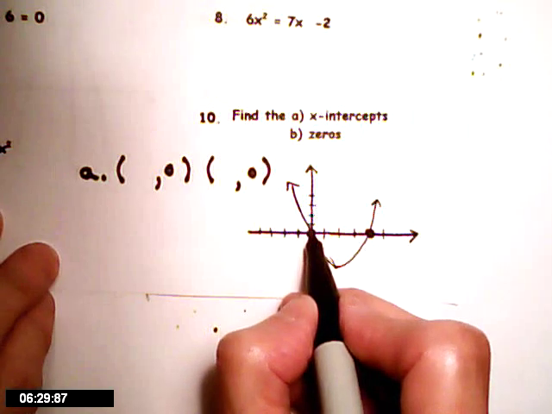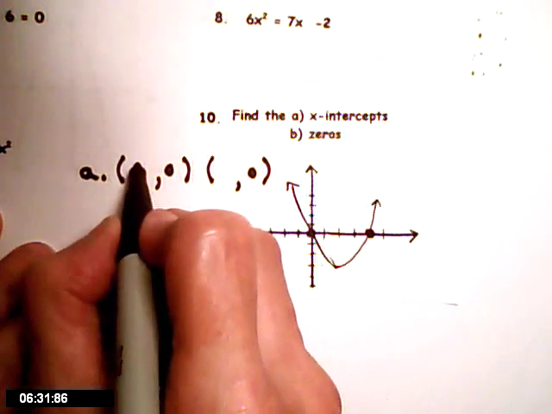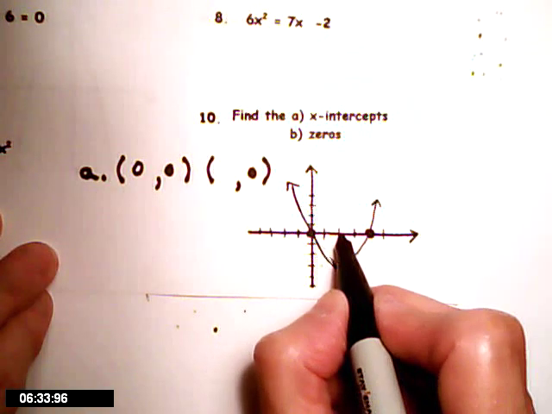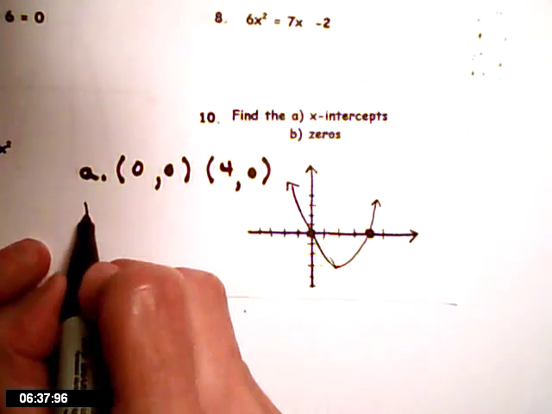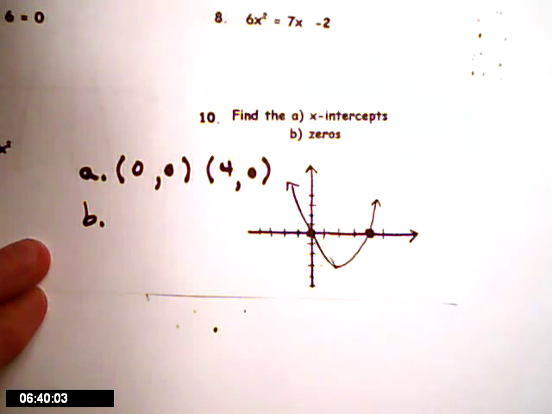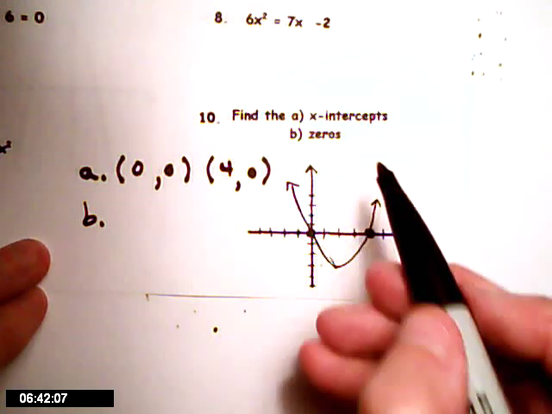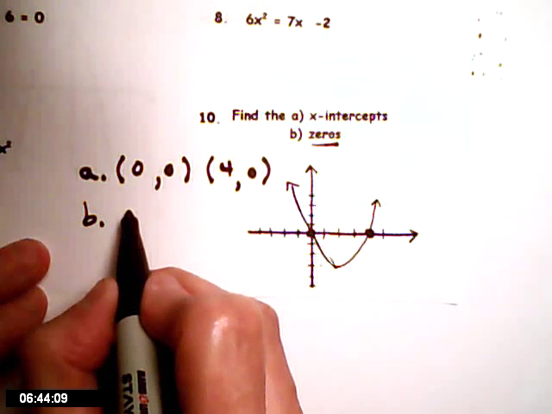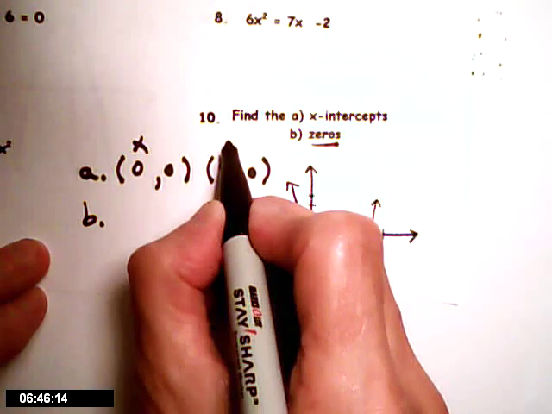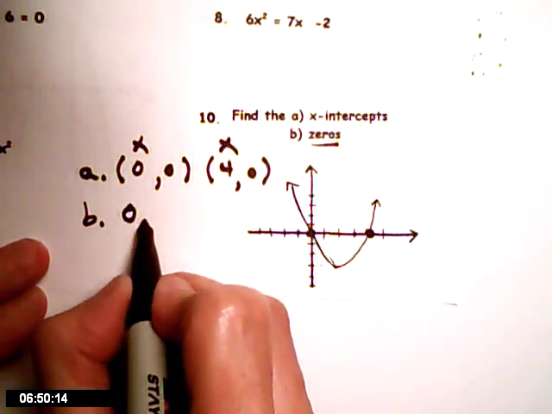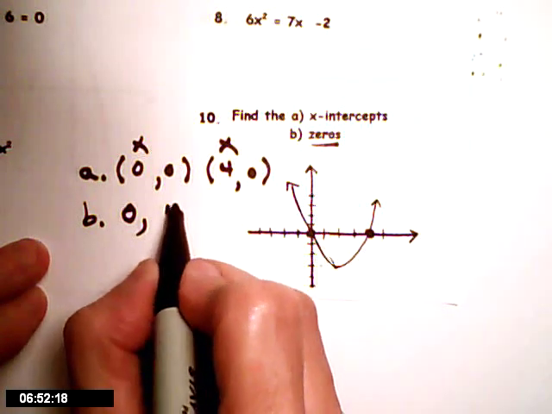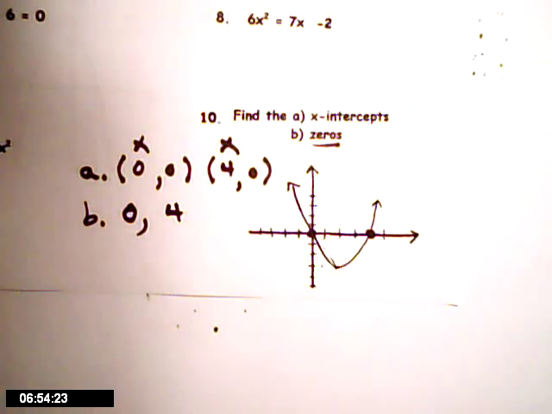All I need are these x values. Well, that's 0, 0. This one is 1, 2, 3, 4, 0. Now, in the B question, it says don't write these as x-intercepts. Write them as zeros. And that's just the number. I want that x value and this x value, so it's the 0, and it's the 4. Not written as an ordered pair, but just written as 2 separate solutions.